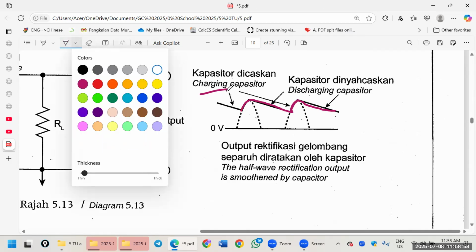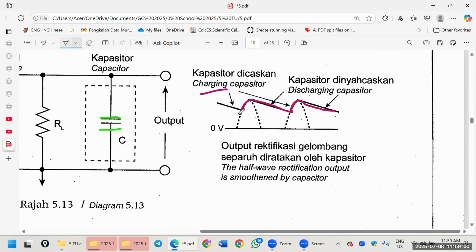Sometimes they draw the wave at the bottom, but sometimes they hide the wave at the bottom. Can you see the pattern?